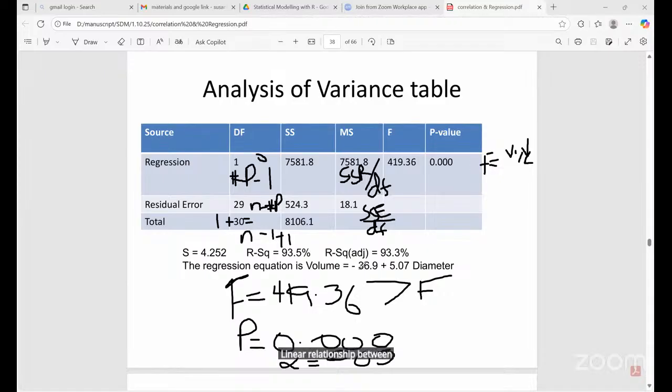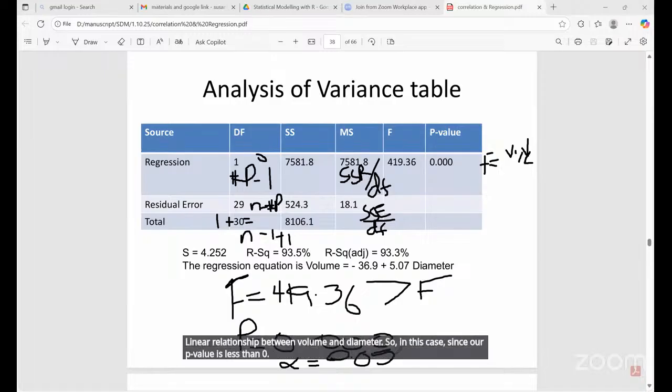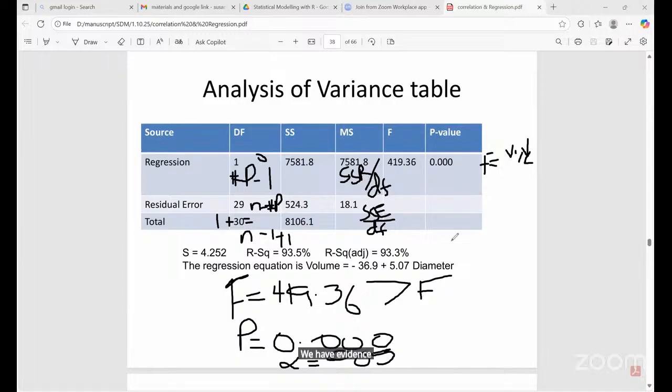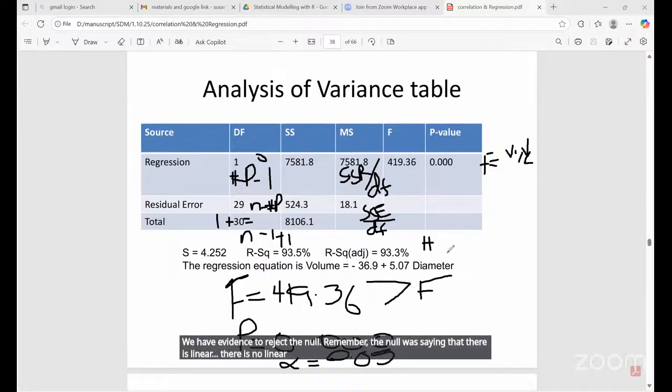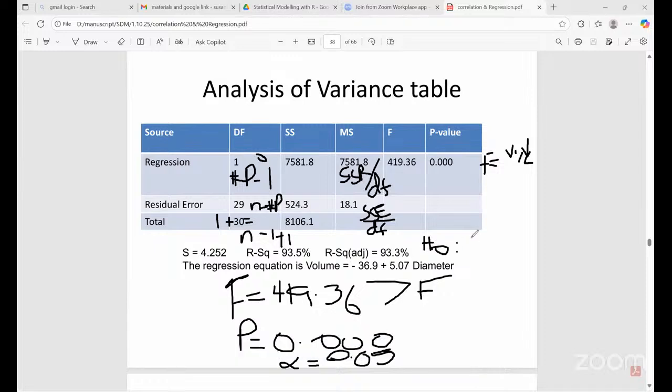between volume and diameter. So in this case, since our p-value is less than 0.05, we have evidence to reject the null. Remember, the null was saying that there is no linear relationship. The null says no slope, beta 1 is equal to 0, meaning no linear relationship between volume and diameter. And since we have evidence to reject this, we conclude that there is a significant linear relationship between volume and diameter.